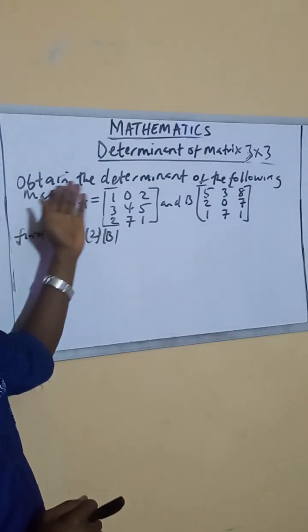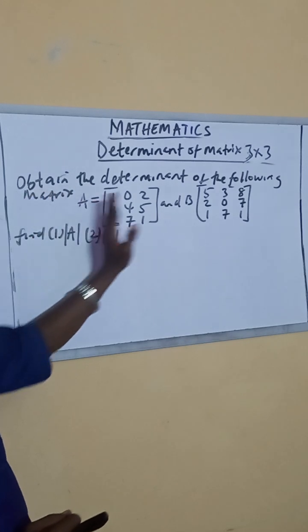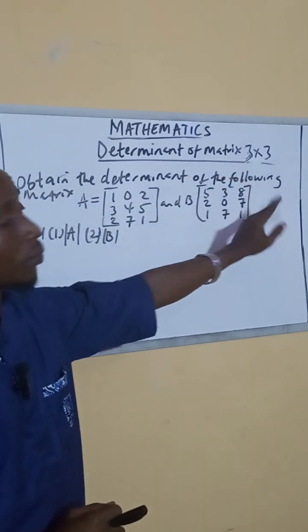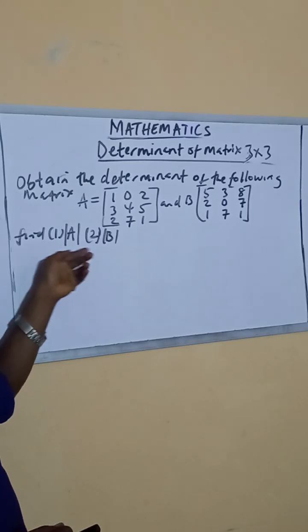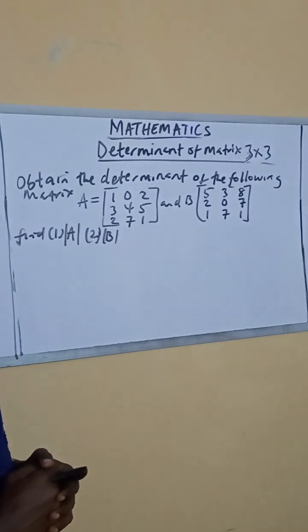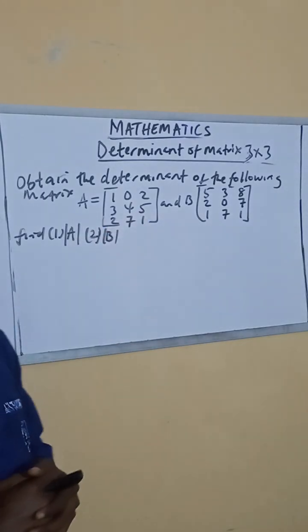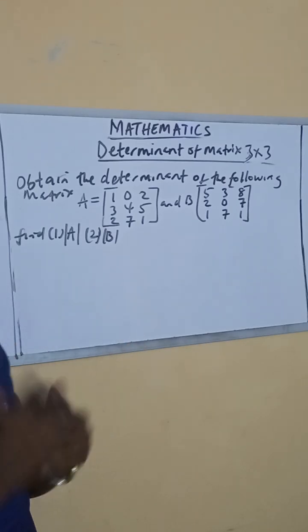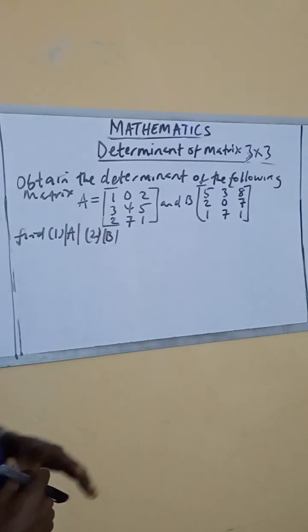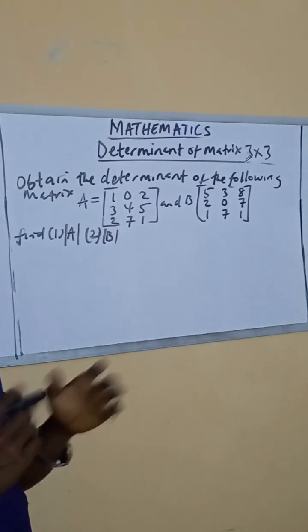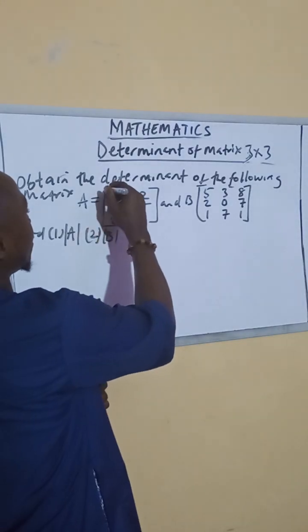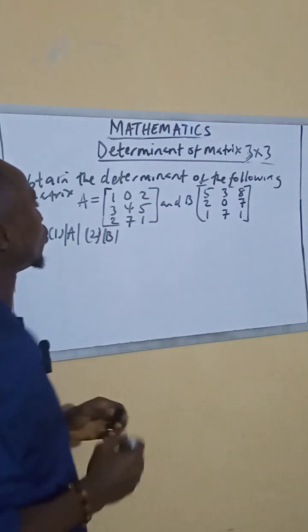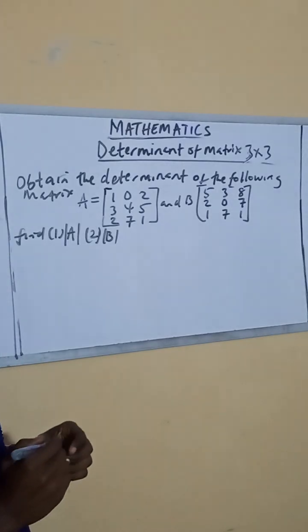We are told to obtain the determinant of the following matrix A and B. Now they ask us to find determinant of A and determinant of B. So let's start with A first, then we'll think about B. Now, when you are given a question to solve like this, there are tricks applicable here. I'll show you guys how it works.